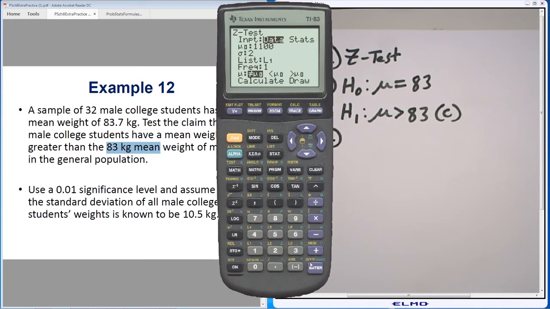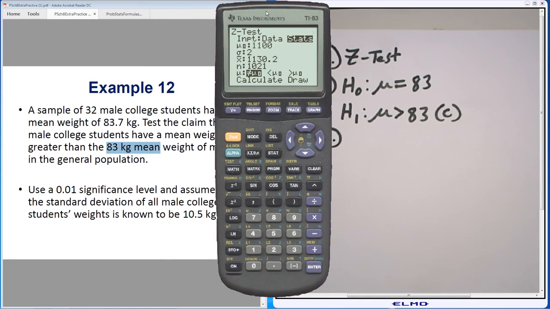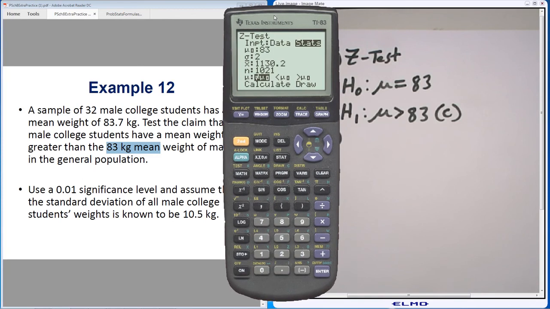We have stats, so be sure to highlight that. Mu sub 0 is 83. The standard deviation is 10.5. X bar, the sample mean, is 83.7. That's the sample mean of those 32 students. N is 32. Greater than is the symbol. And we calculate.